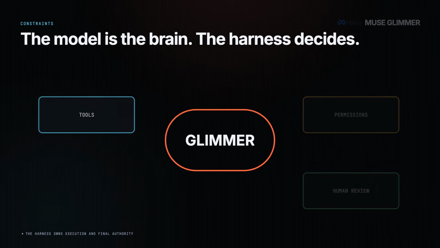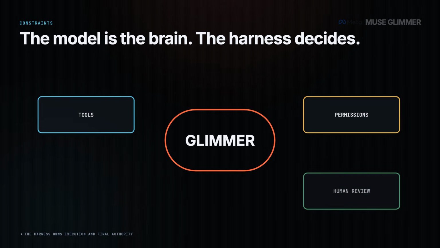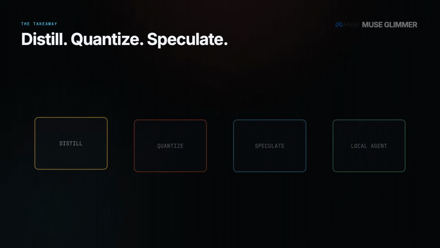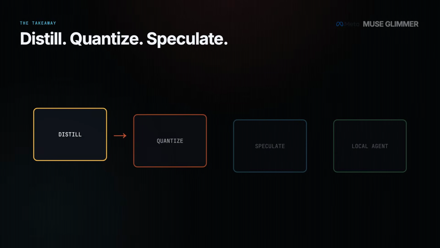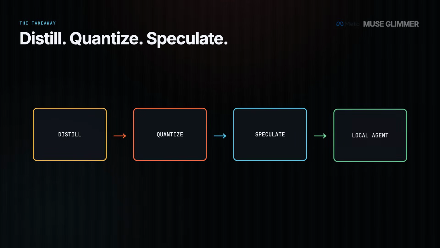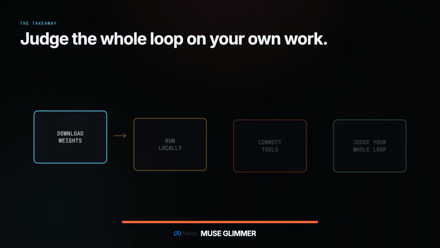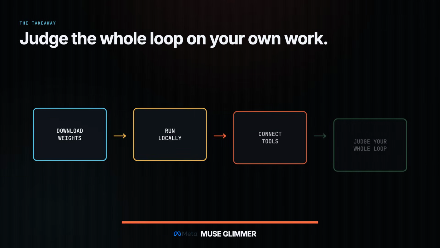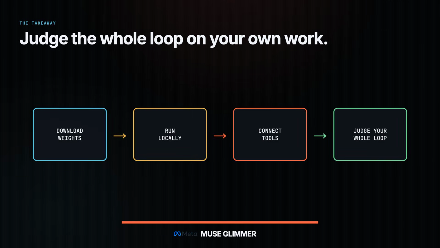And the model is only the brain. Your harness still owns the tools, the permissions, and the final decision to act. The memorable idea is not a benchmark. An open agentic brain distilled from a frontier teacher now fits inside the computer you already own. So test it where it matters. Download the weights, point your harness at it, and judge the whole agent loop on your own work.